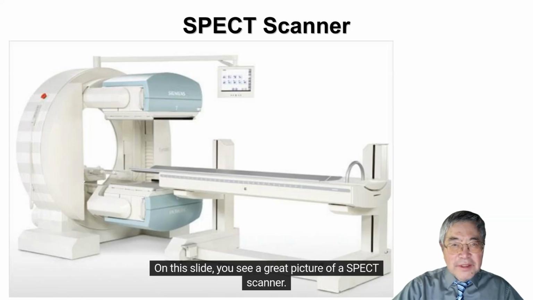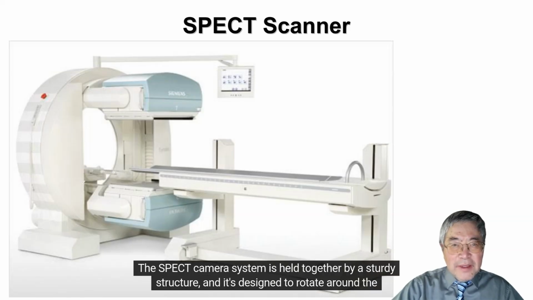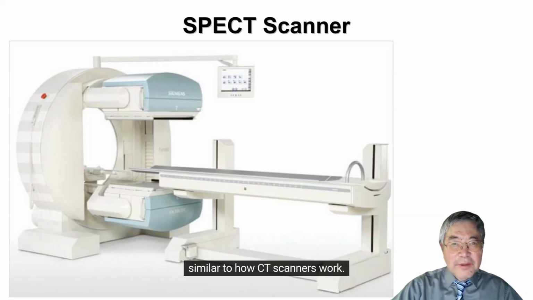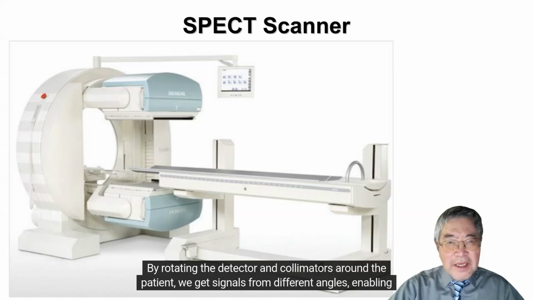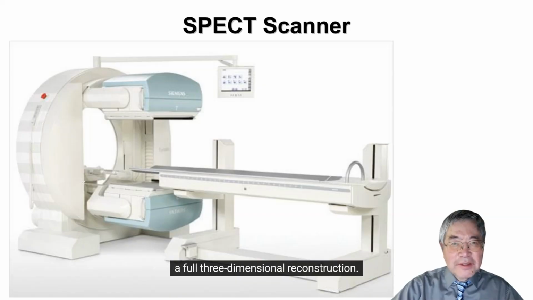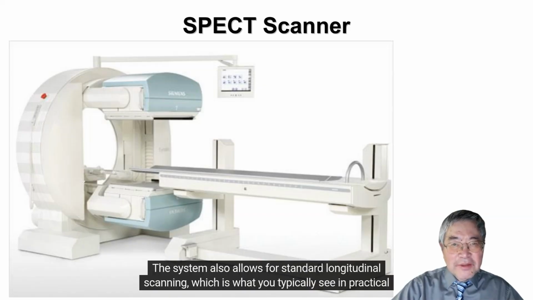On this slide, you see a great picture of a SPECT scanner. The SPECT camera system is held together by a sturdy structure, and it's designed to rotate around the patient. This rotation allows the scanner to collect data from multiple orientations, which is conceptually similar to how CT scanners work. By rotating the detector and collimators around the patient, we get signals from different angles, enabling a full three-dimensional reconstruction. The system also allows for standard longitudinal scanning, which is what you typically see in practical clinical use.